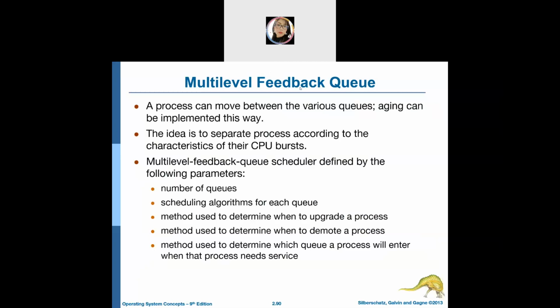For multi-level feedback queue, a process can move between various queues. Aging can be implemented this way. Okay, just now you looked into the aging method. The idea is to separate processes according to the characteristic of the CPU burst. So the multi-level feedback queue scheduler is defined by the following parameters: number of queues, scheduling algorithms. You have a lot of scheduling algorithms for each queue. Method used to determine when to upgrade a process, when you're going to demote a process, and determine which queue a process will enter when the process needs a service.